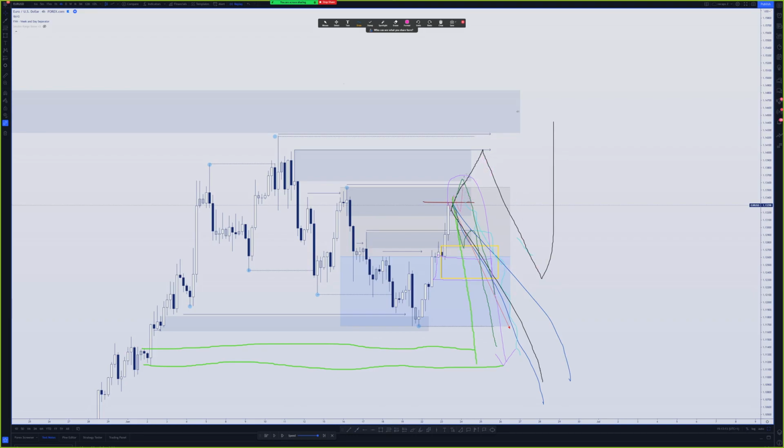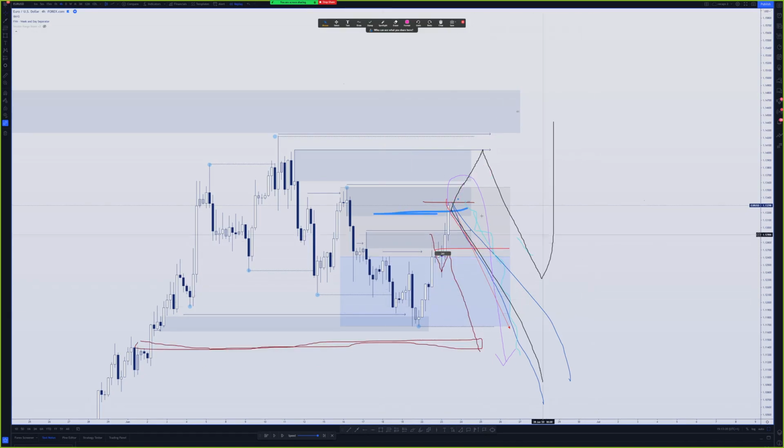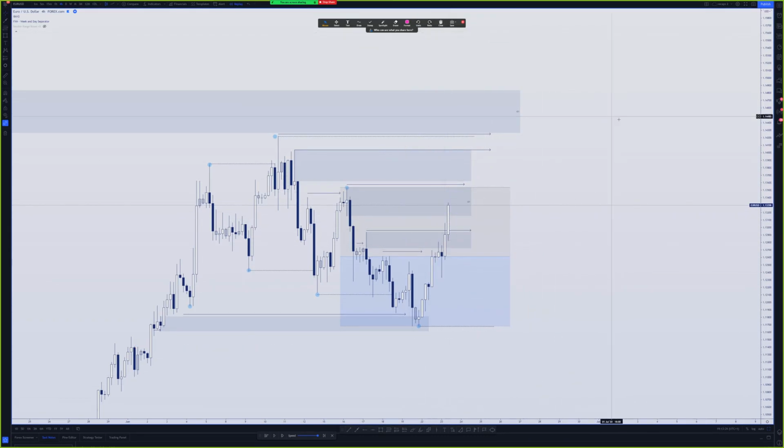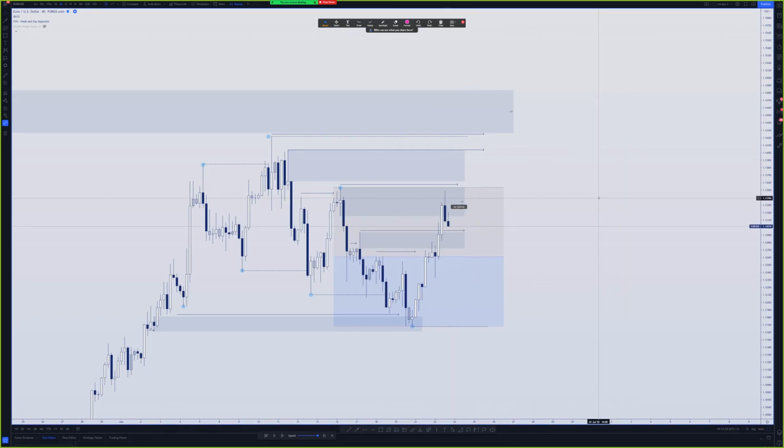Or, I wouldn't even say this is super low probability. We could retrace all the way back up to this zone too, right? But it seems like the majority of you, I'd say like 70%, think price is going to dump from here. So I agree with that. Let's see, and then we'll look at 15-minute structure too. I'm going to clear your drawings for a sec, guys.